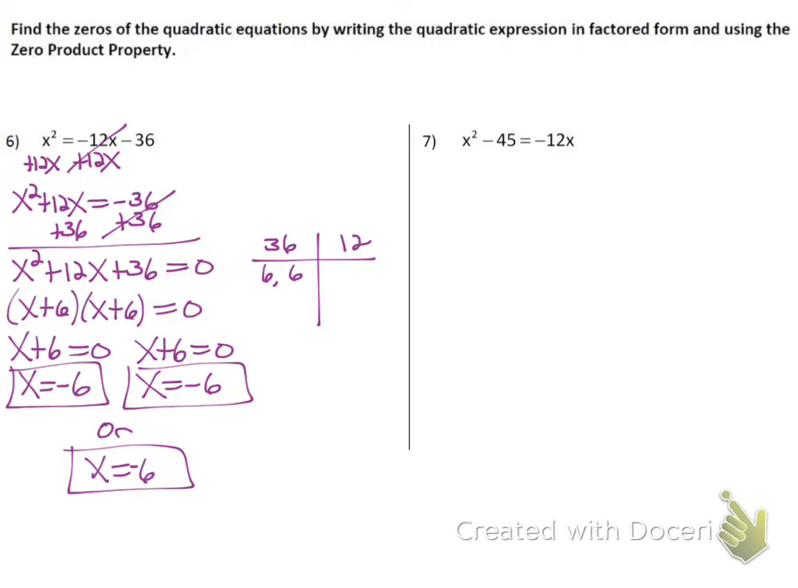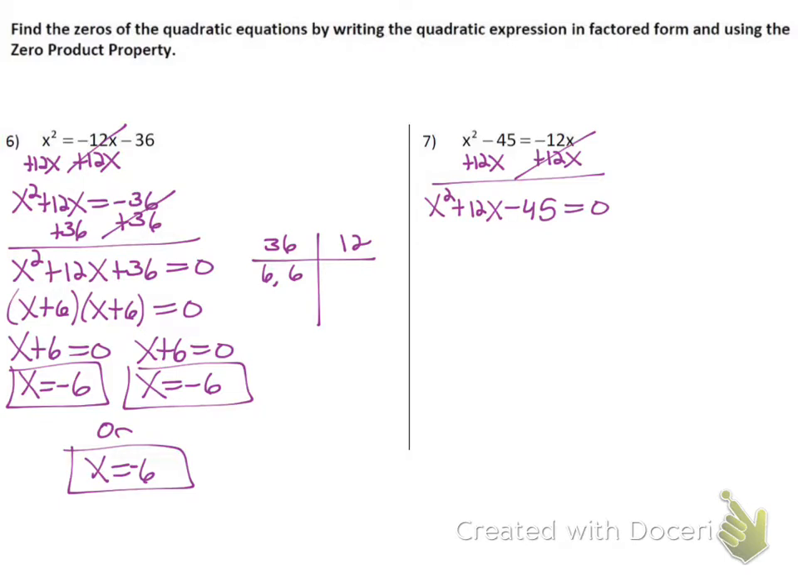So one more problem here to do in this lesson. Only 1 term to move this time, and it's that minus 12x. In order to move minus 12x to the other side, you're going to need to add 12x. When we do that, we get x squared plus 12x minus 45 equals 0.